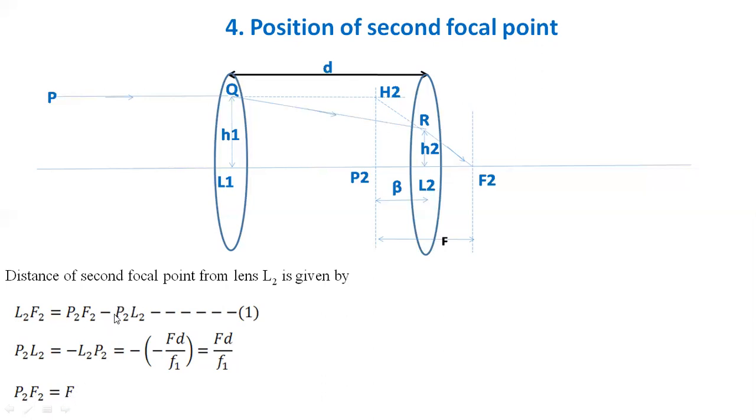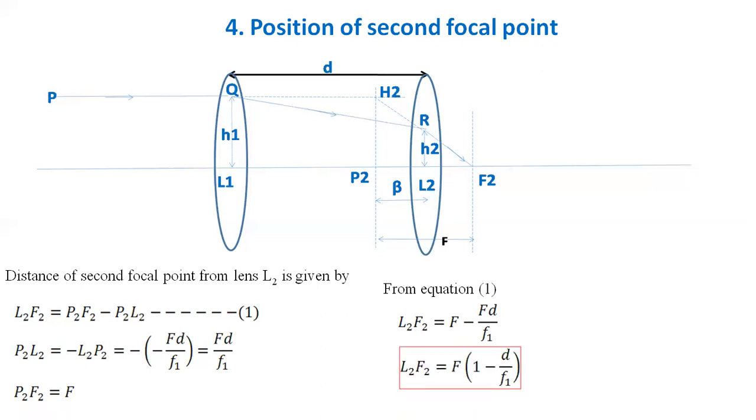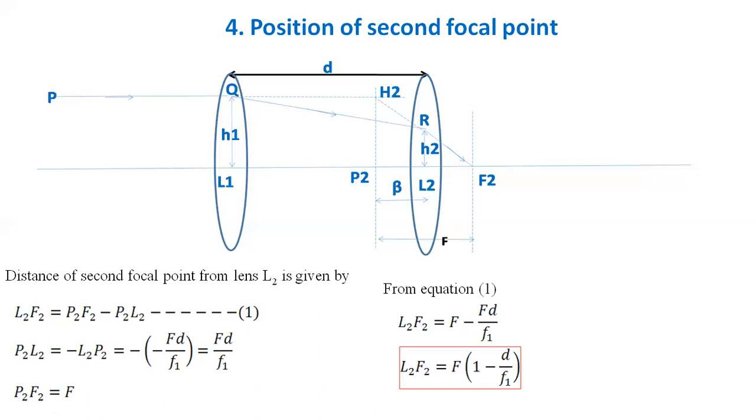Therefore, we have calculated the value of P2 L2 here. That is, P2 L2 is FD divided by F1. The value of P2 F2 is the equivalent focal length capital F. Now substitute these values in equation number 1. We get L2 F2 is equal to F minus FD divided by F1. Therefore, taking F common, L2 F2 is equal to capital F into 1 minus D divided by F1. So this is the position of the second focal point from the lens L2. The formula is positive because F2 is on the right side: capital F into 1 minus D divided by the focal length of the first lens.